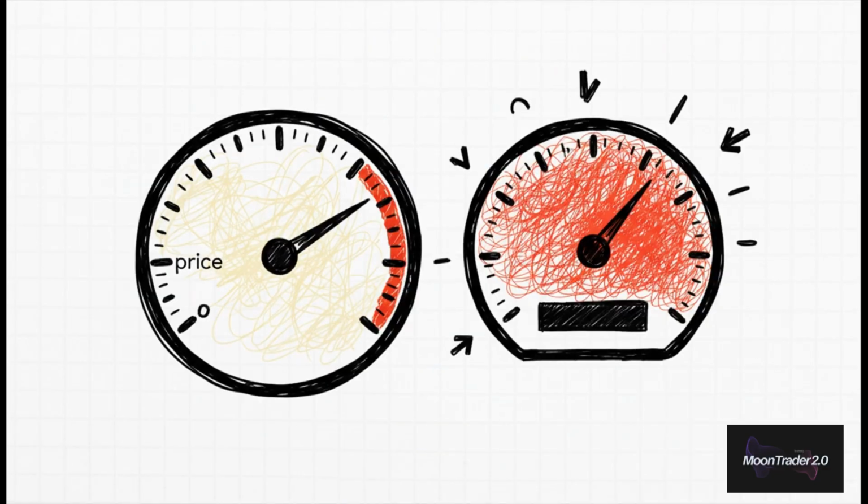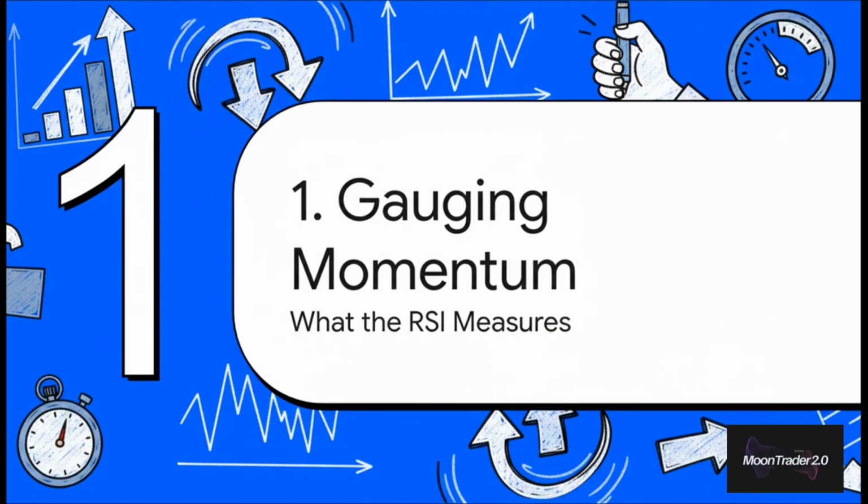Okay, here's a simple way to think about it. Imagine the price chart is your car's speedometer. It's just telling you how fast the price is moving. The RSI, though, that's your tachometer. It's not about the speed, it's about the power behind that speed. It tells you if the engine is redlining and about to burn out, or if it's got plenty of power left to keep going.